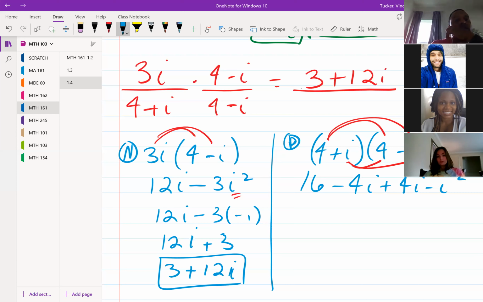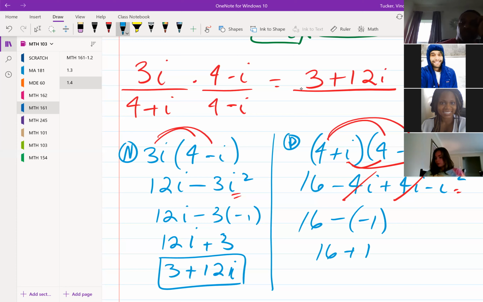All right, so this is why we multiply top and bottom by the conjugate. What we do not want is an i in our denominator. And notice that that cancels out right there. It gives me 16, and then this goes to negative. So that's 16 plus 1, because negative turns positive, and that gives me 17 in my denominator.